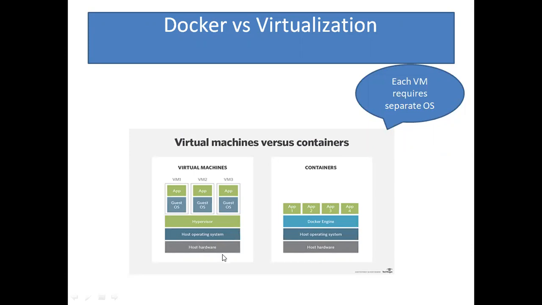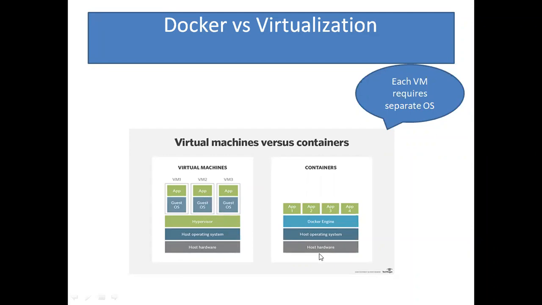As you see in the image, which I took from Google, there is a host, the hardware. On top of the hardware, we install the operating system, and then install the hypervisor, like VMware or VirtualBox or whatever. On top of that, we install a guest OS. Each and every virtual machine requires a guest OS to run the applications, right?